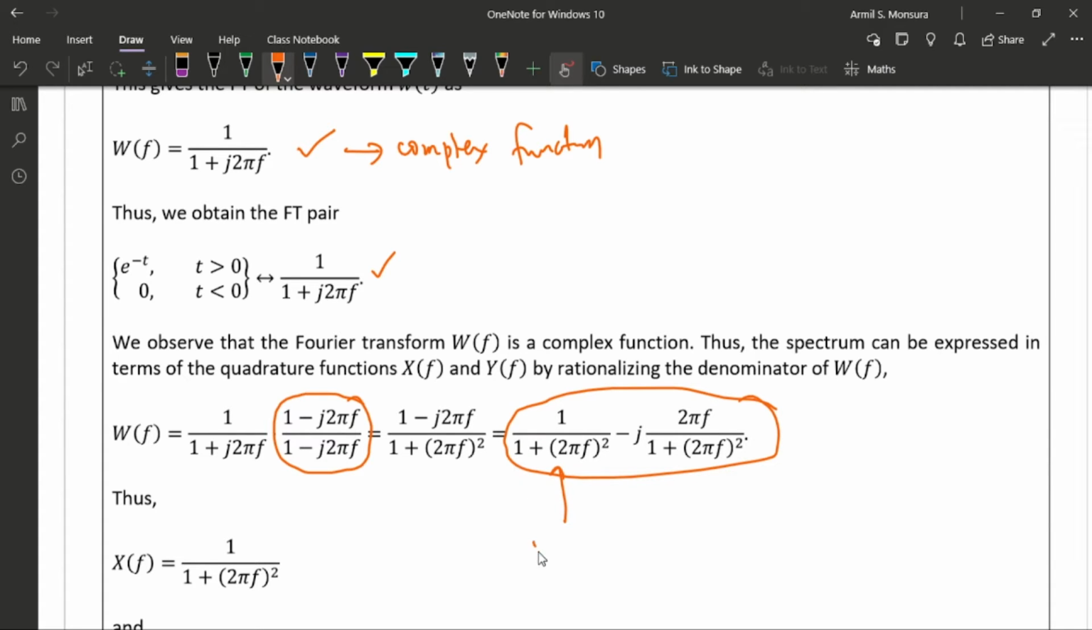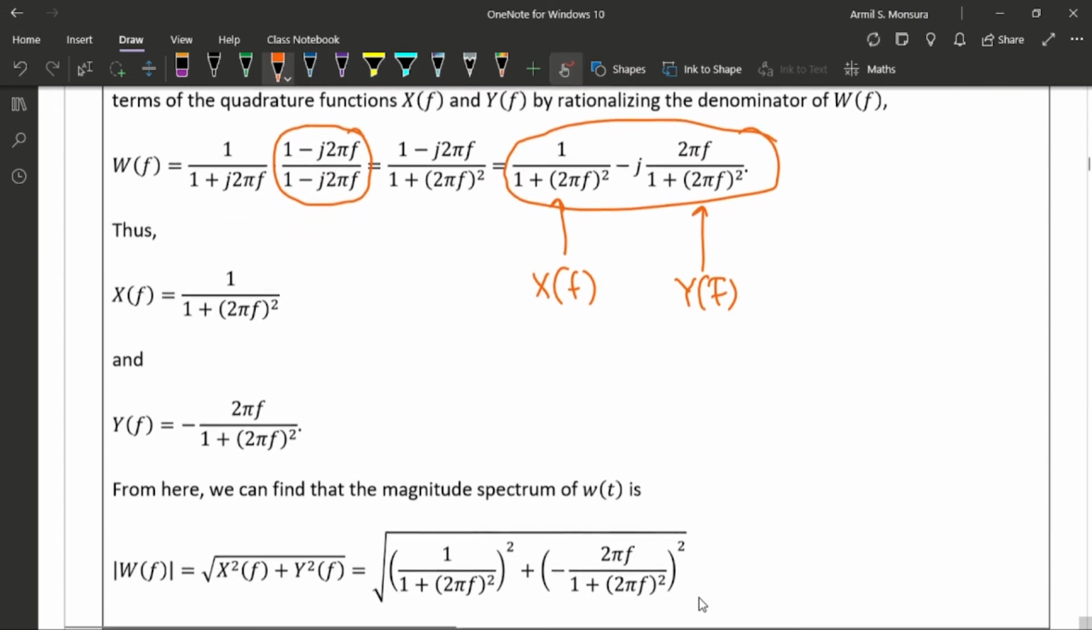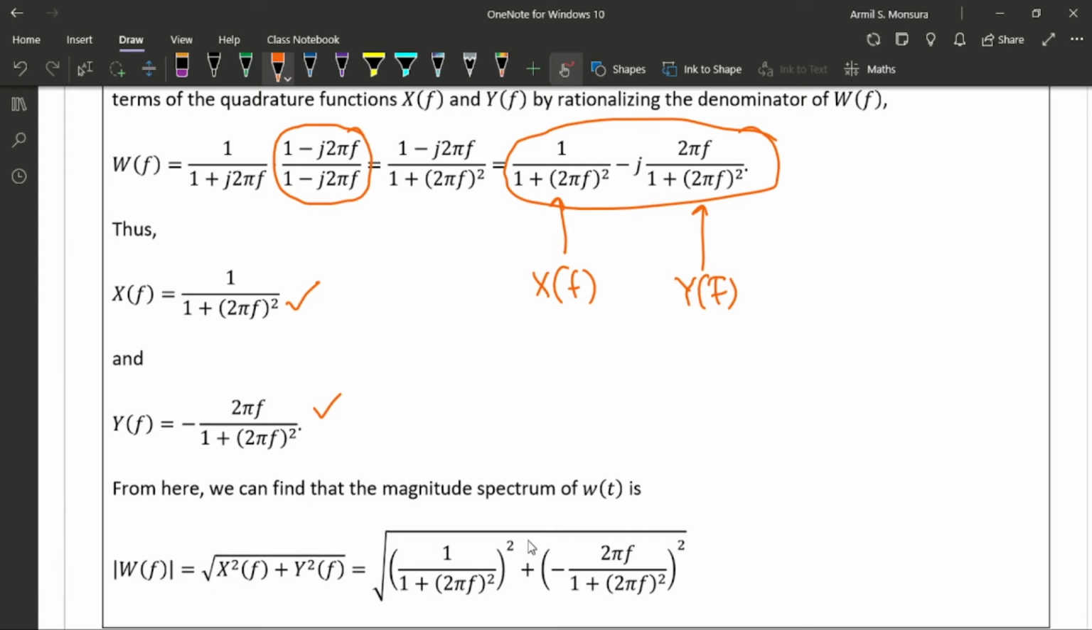This is the real component of your spectrum, while the other one, negative 2 pi f over 1 plus (2 pi f) squared, is the imaginary component of your spectrum. So this one and this one. Then we can also determine the magnitude spectrum.